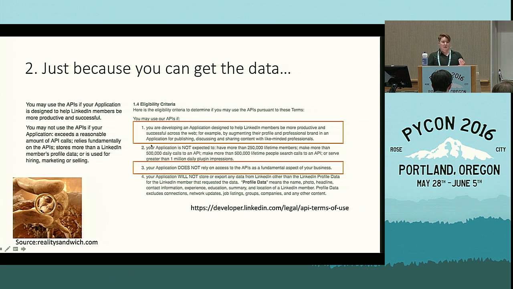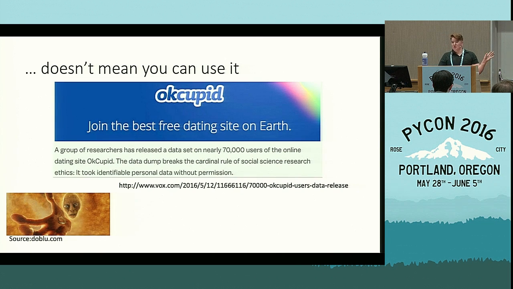And it's like, well, no. If you look at the terms of use, you can certainly sign up for an API key and get that data, but they're very specific: you must be developing an application that is used to help LinkedIn members, and your application does not rely on API access as a fundamental aspect of its business. So right there it says you can get this information, but it's really not able to be used in the fashion that my client was requesting. So just because you can get at it doesn't mean you can use it.